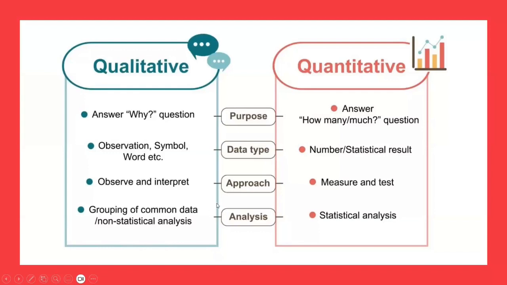Qualitative is more about grouping of common data. It has nothing to do with statistical analysis. You don't do any statistical analysis here. Whereas in quantitative, you need to do statistical analysis to reach a conclusion.